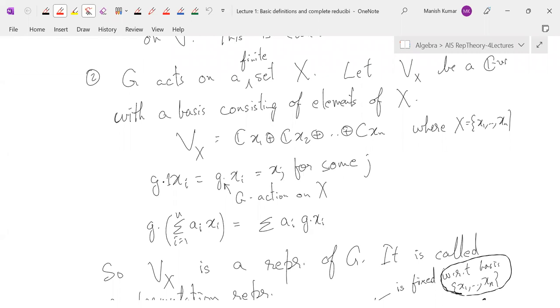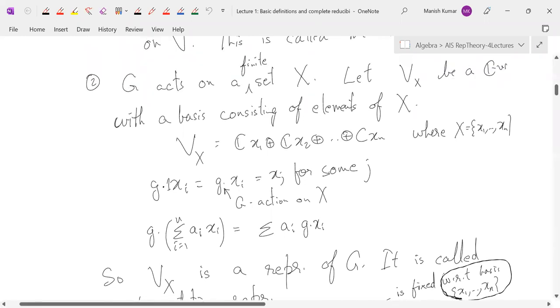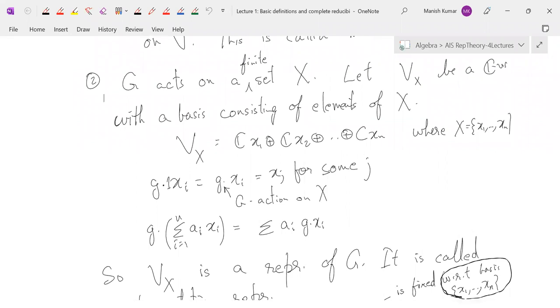This Vx is a vector space on n generators, with basis x1 to xn, and this is the notation. The action is that g of a typical element a1x1 + a2x2 + a3x3 and so on. I'll tell you where the basis elements go, and once you know that, a linear map is determined by how it acts on the basis. So g dot xi will go to xj. Remember g acts on the set X, so it will send xi to something, and that something is xj.